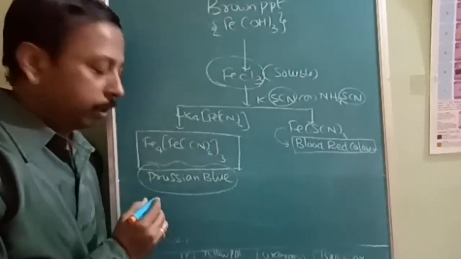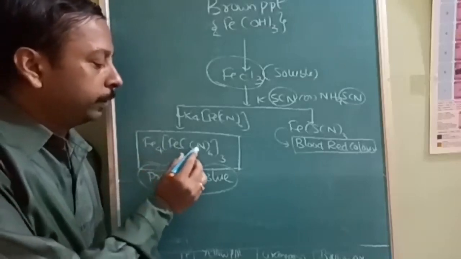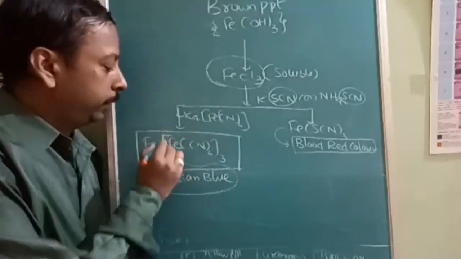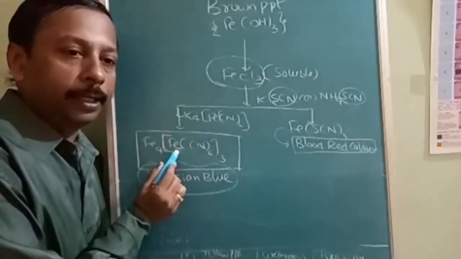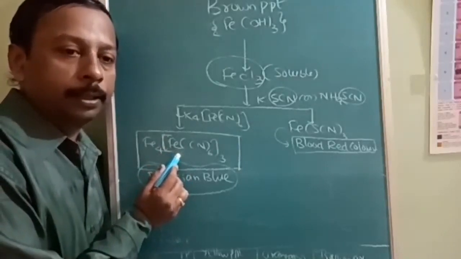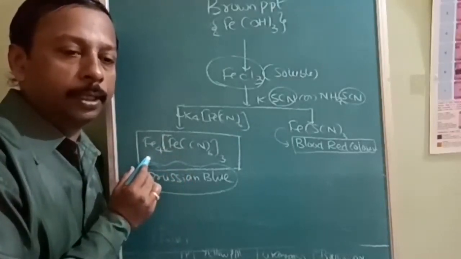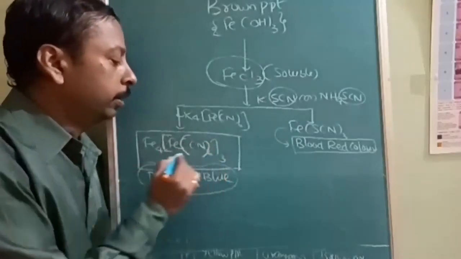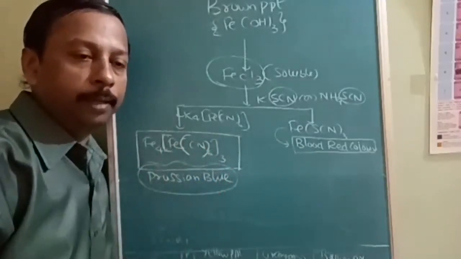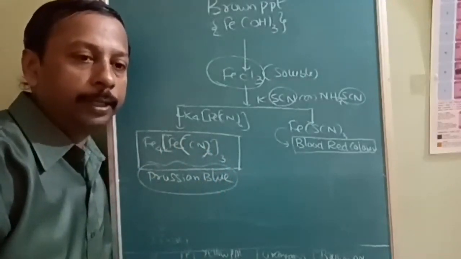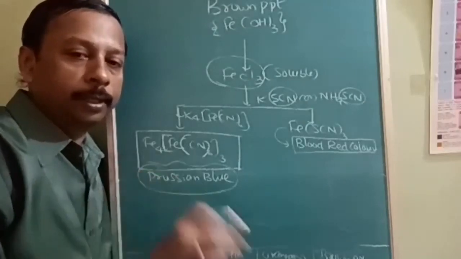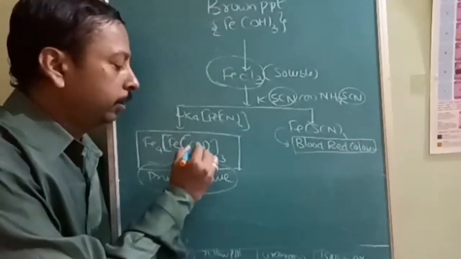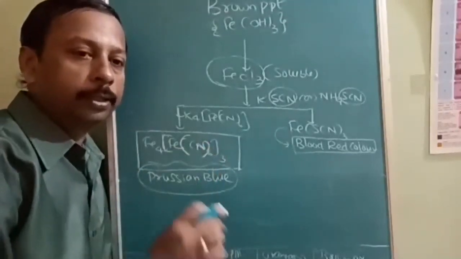So the Prussian blue color is Fe4[Fe(CN)6]3. Not only should you know the formula, you should know the basics: what is the oxidation number of iron inside the complex, what is the oxidation number of iron outside the complex, and what is the coordination number. Don't just memorize the formula. Try to write all details about it. What is the oxidation number of the outside bracket iron and the inside bracket iron, and what is the oxidation number of CN? Is it understood to all of you?